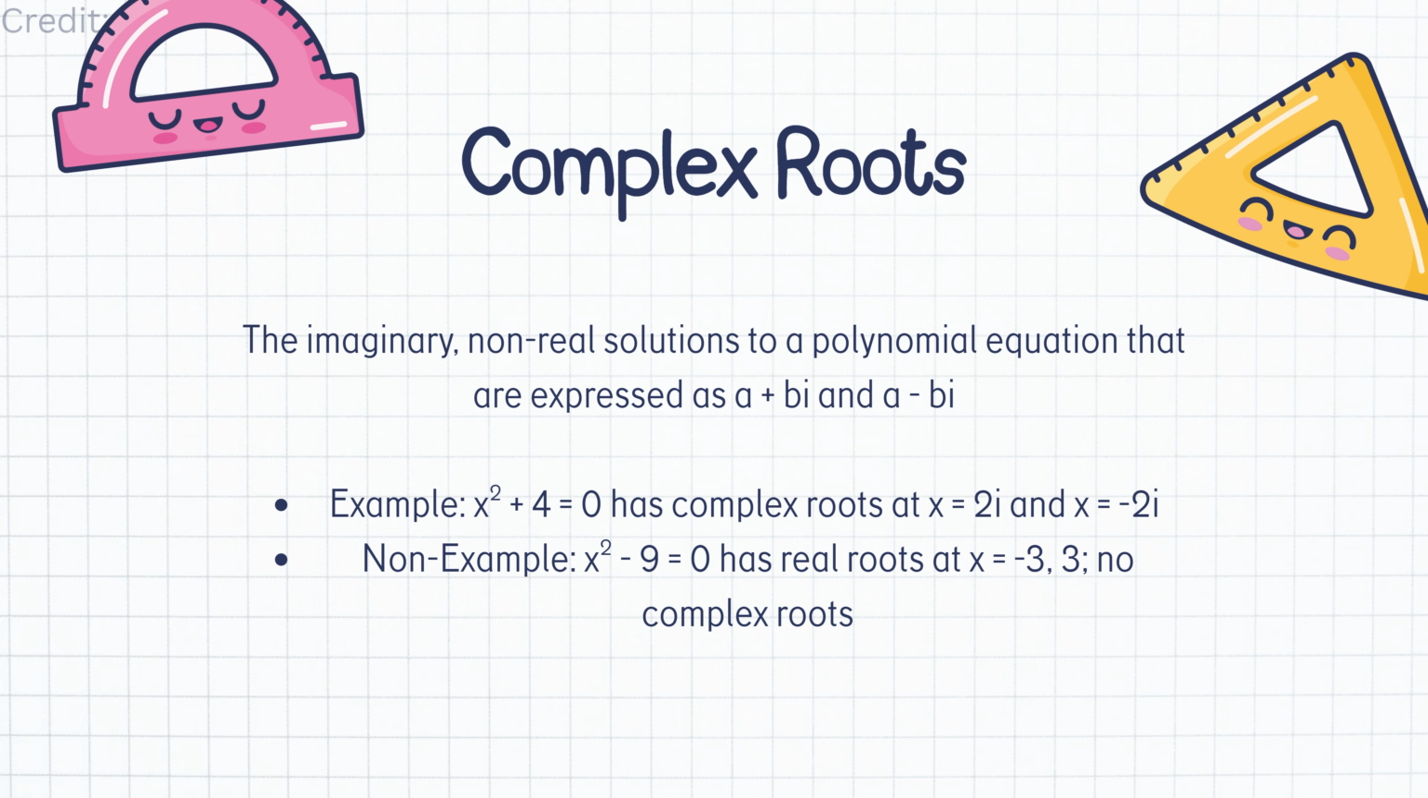Complex roots are the imaginary non-real solutions to a polynomial equation. In this example equation, it has complex roots at x equals 2i and x equals negative 2i. In this non-example equation, it has real roots at x equals negative 3 and 3, so there are no complex roots.